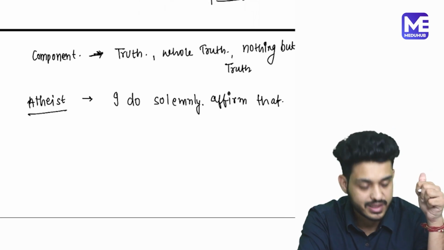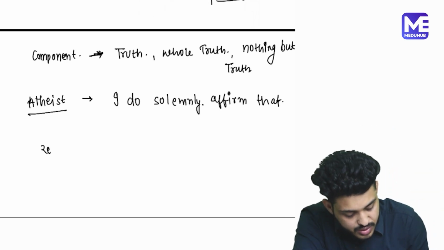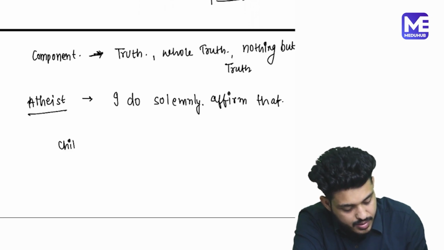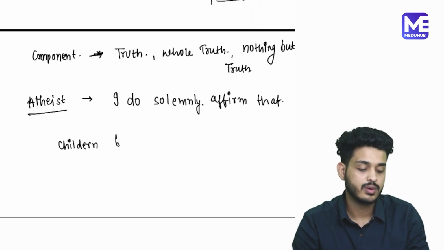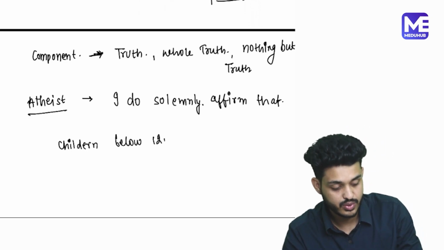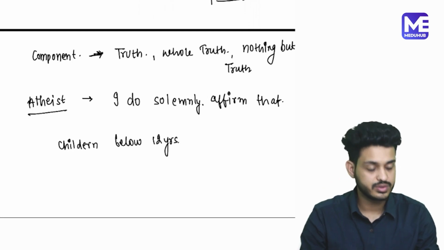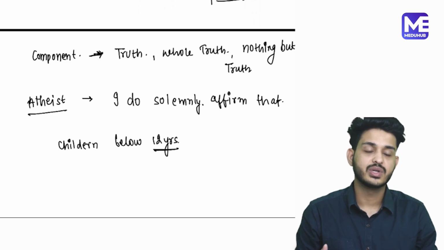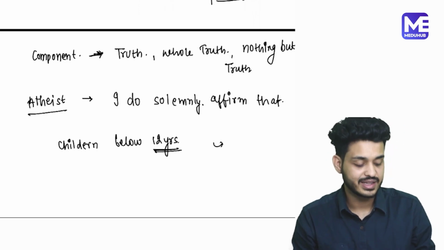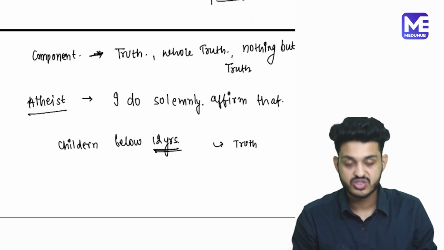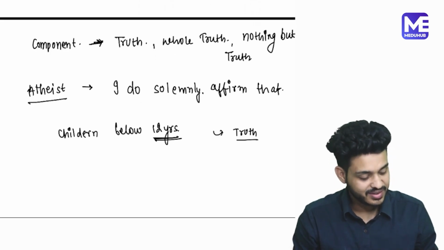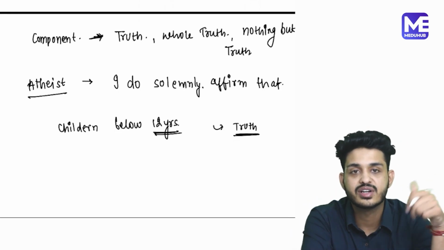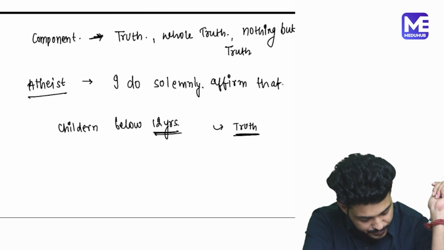Who are the persons who don't need to take the oath? Remember, children below 12 years need not take the oath. It is considered that children below 12 years will always be telling the truth. Bacche to Bhagwan ka roop hote hain, right? So that is considered.